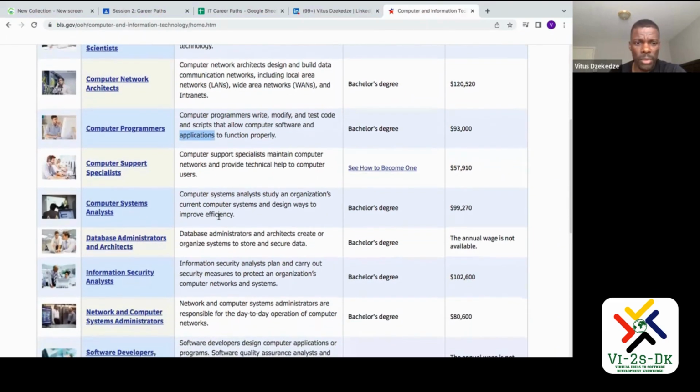And then we have computer systems analysts. I've been in most of these roles in different capacities. So a computer systems analyst studies an organization and then checks the computer system, designs ways to improve it and make it work efficiently. Okay, so they are mostly process improvement guys.